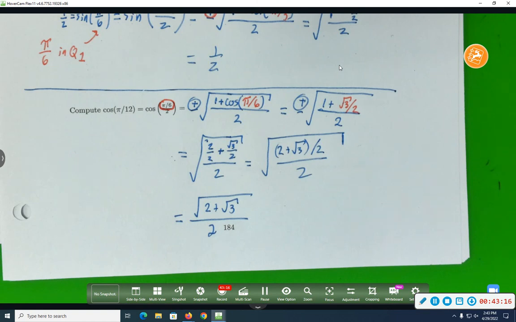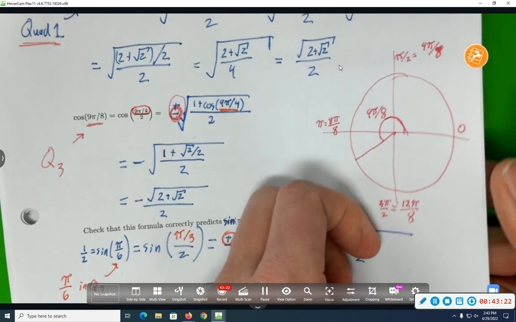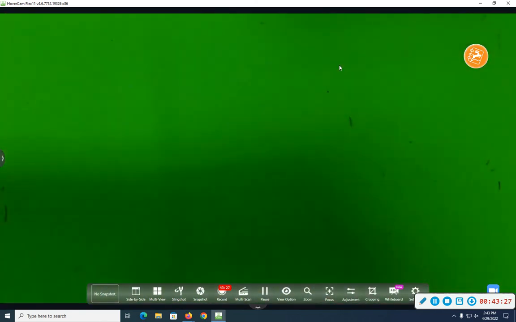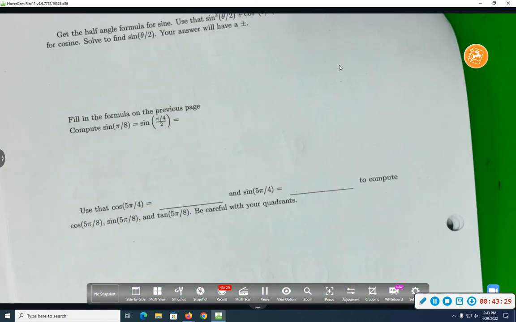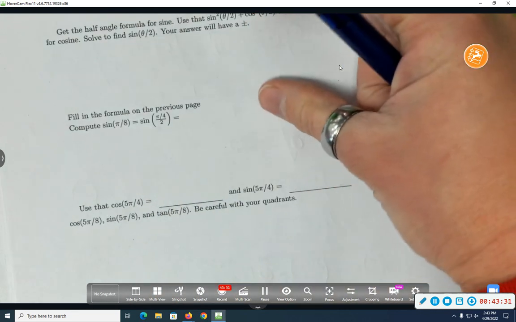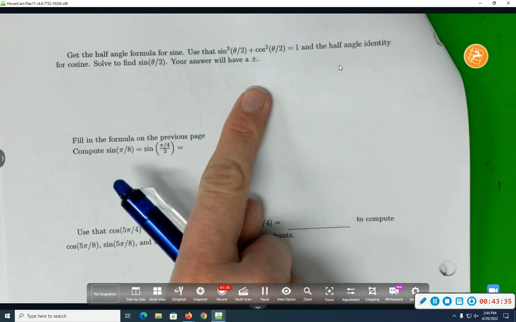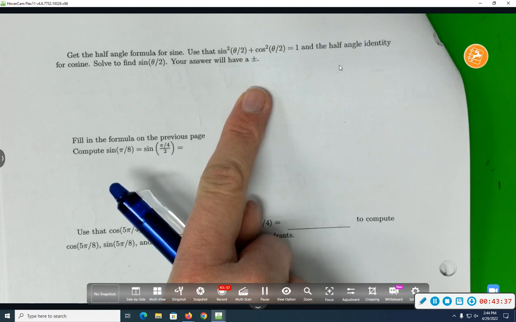Groovy. So I think the last thing I want to do in this particular note packet, so maybe I'll tell you the things that I'm going to skip in the interest of time. So we've derived the half angle formula for cosine already. If you know what cosine is, how do you find out what sine is?